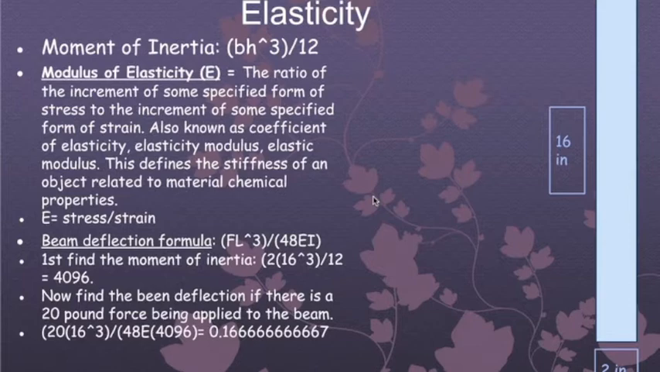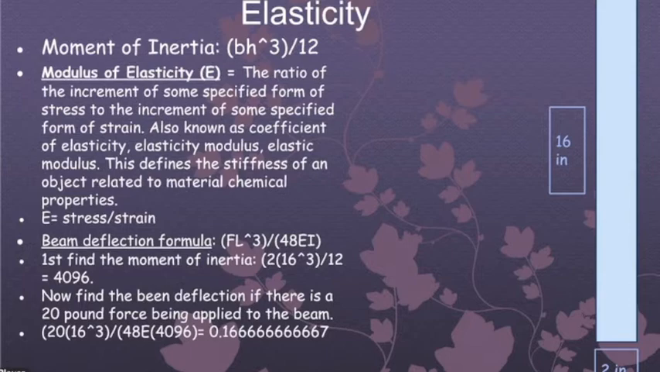Now find the beam deflection if there is a 20-pound force applied to the beam. So basically, we want to know how much it's going to go down, like how much it's going to deflect. And in order to do that, we'll just use the beam deflection formula, and we're just going to plug in numbers. So the base is 2, and the height is 16, and the force is 20 pounds.